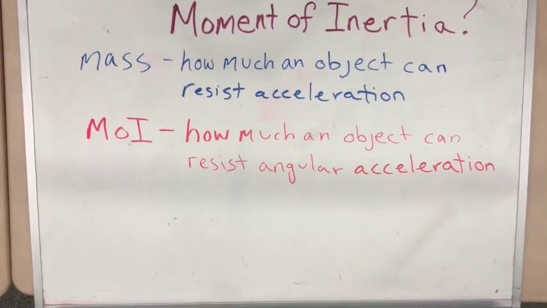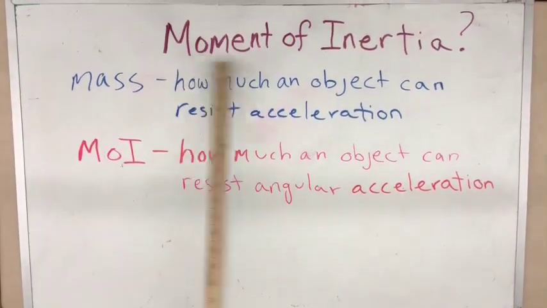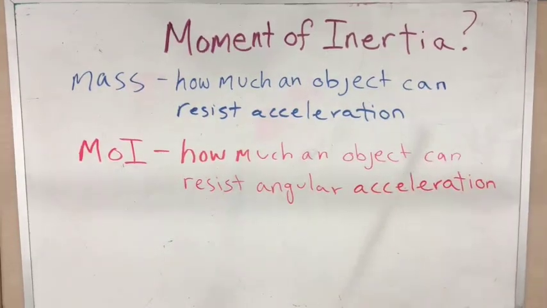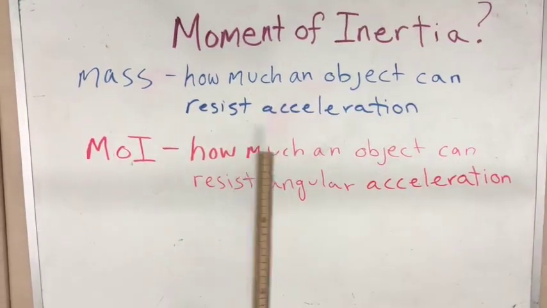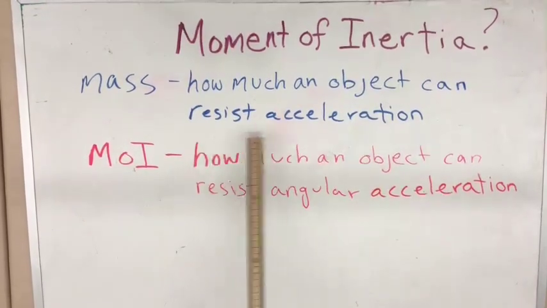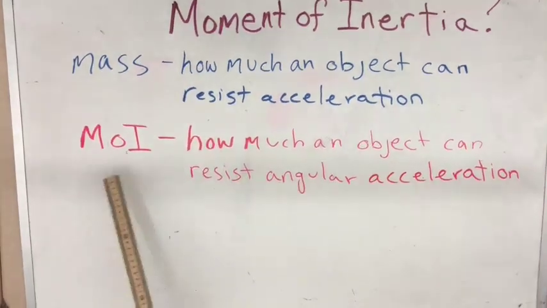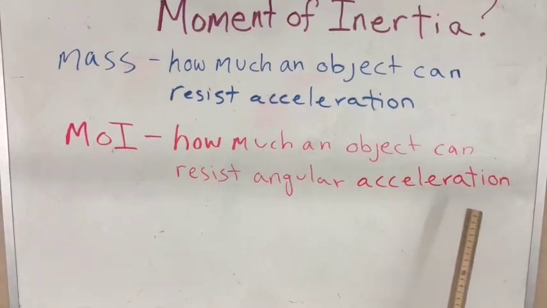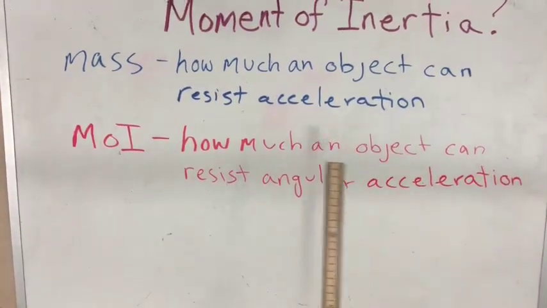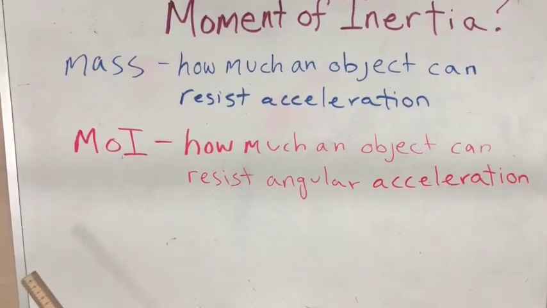So perhaps one of the most confusing parts about torque is moment of inertia. This is analogous to mass, which is basically how much an object can resist acceleration. And so we can think of moment of inertia as how much an object can resist angular acceleration. So obviously if it has a higher moment of inertia, then it will be harder to rotate it.